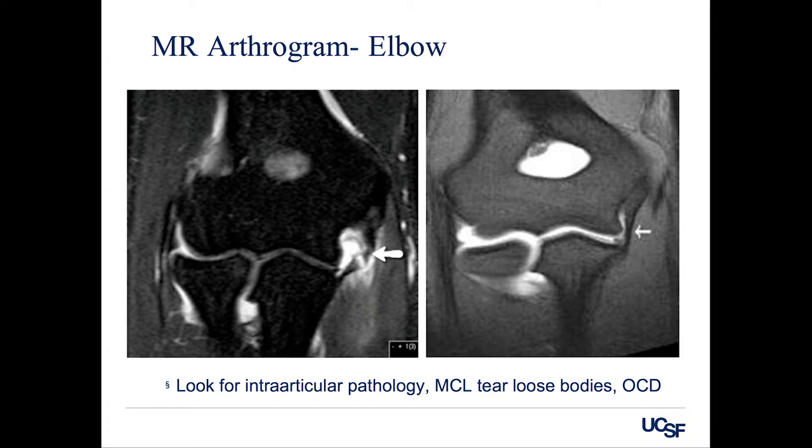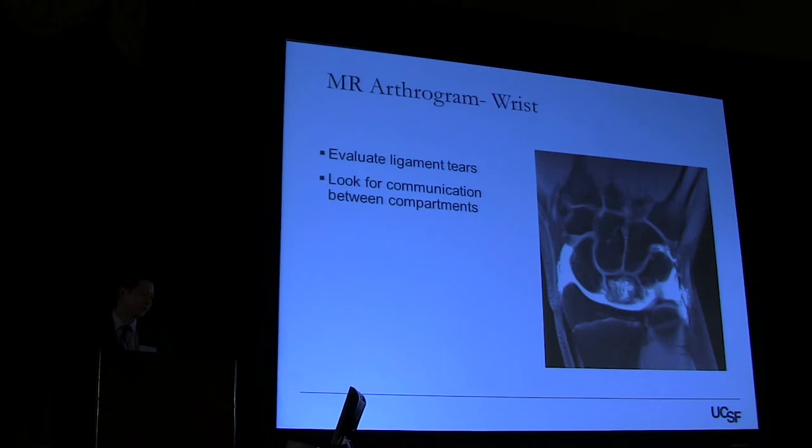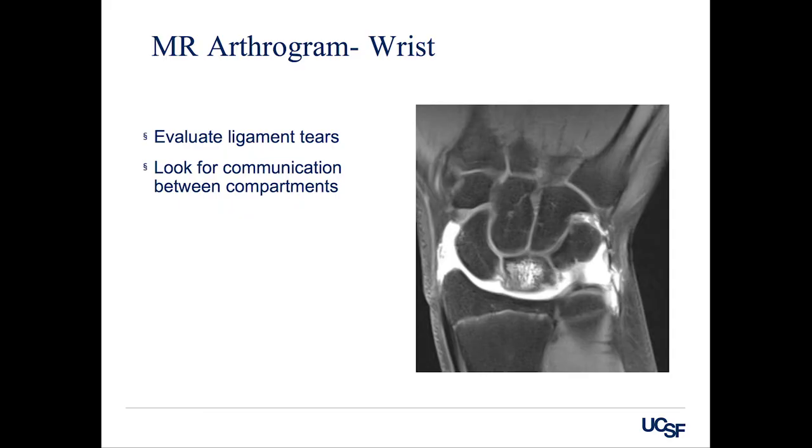And in the wrist, of course, you can also use this to help with the various ligaments in the wrist, such as the TFCC, which if you can see it on a regular MRI, that's very good. But a lot of times you'll need the contrast to really highlight the wrist injuries because the ligaments are so small and the space between the carpal bones is so small.